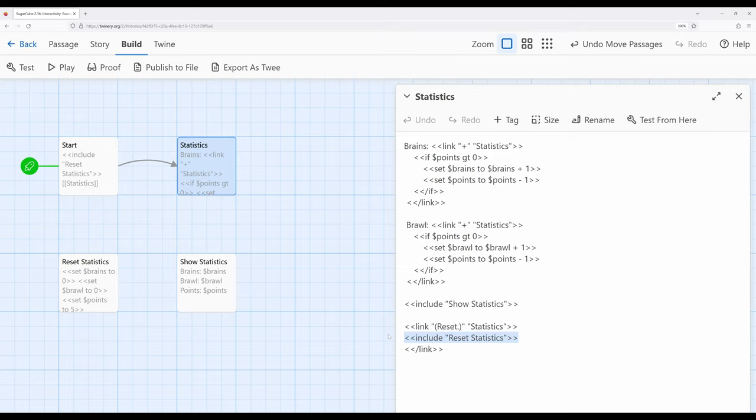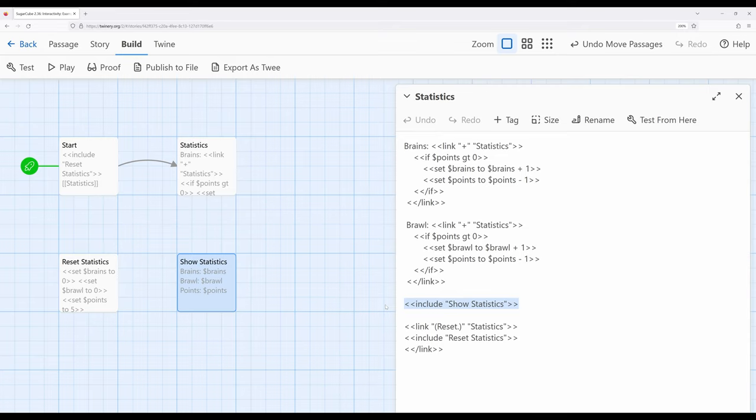We can use the include macro to include the contents of one passage in another, and again, especially useful in cases where we have the same repeating lines of macros or the same repeating text. In this particular case, I took the original usages of the same three sets of the set macro from the start and statistics passages and combined them together by including just a single passage, reset statistics, that's now included everywhere that same three sets of set macros are being used. The second usage I separated out shows statistics as its own passage. And here in statistics, we're looking at those three variables and their three values.